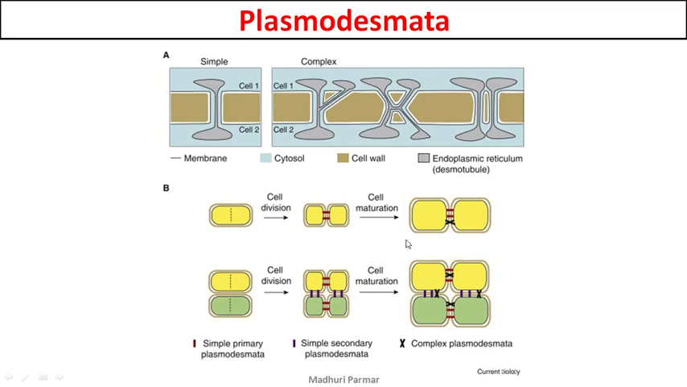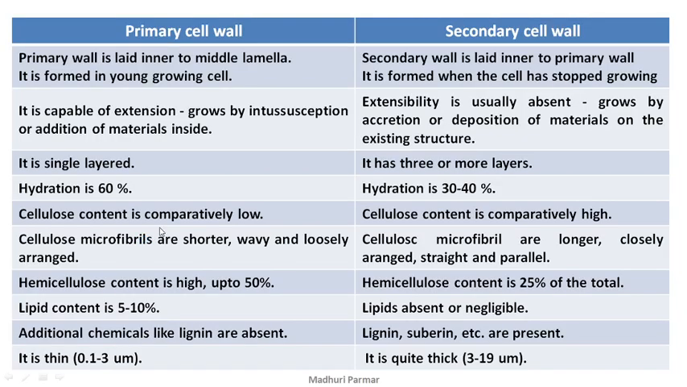Here beneath you can see a complicated diagram also, that when the cell divides, there is a plasmodesmata between the two cells. As they mature, there is a simple plasmodesmata, and they form this cross. Cross means complex plasmodesmata later on in the life. Then later on, as the cells keep on dividing, they form these complex connections between them. If there are 4 cells, they might be connected like this. So these are the differences between the two.